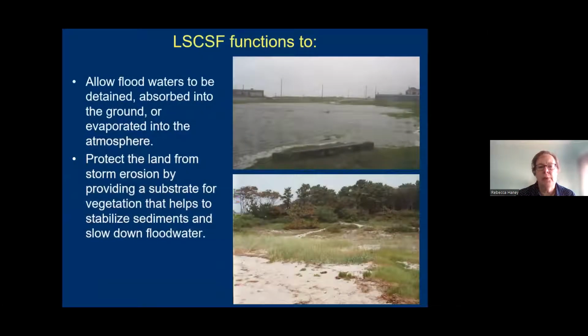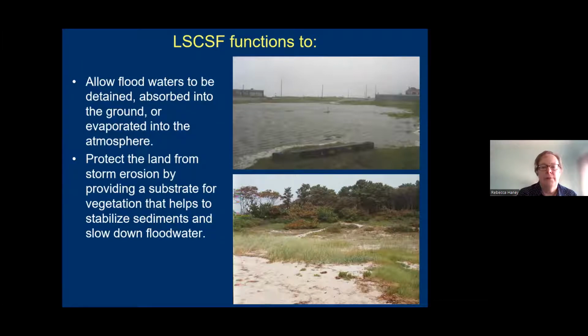Floodwaters can also be detained or absorbed into the ground just by having regular pervious surface. If they can permeate into the ground, that's an important function. So having natural vegetation and the natural surface as much as possible does help with the permeable nature of the floodplain so that it can do that energy dissipation.